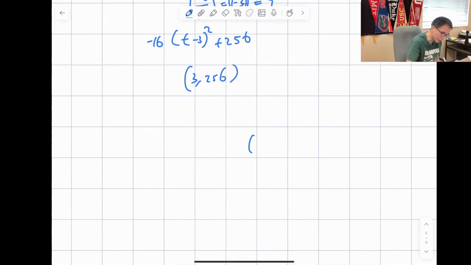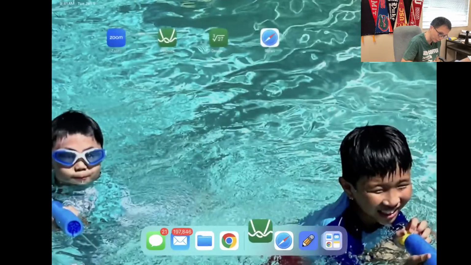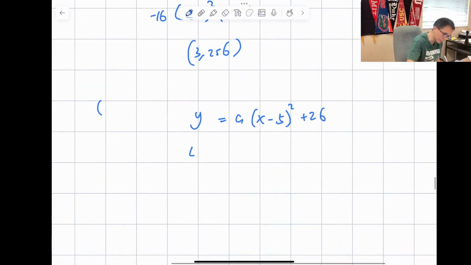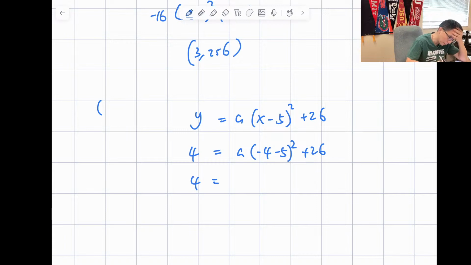Sorry. This one is going to be x minus 5 squared plus 26, right? A, y. And we said what the coordinate is? -4, 4. So this one should be 4. And this one's -4. I'm sorry, I did not see that. Now, first of all, this one's going to be 4 equal to a times, I believe, 81 plus 26. Is that okay?